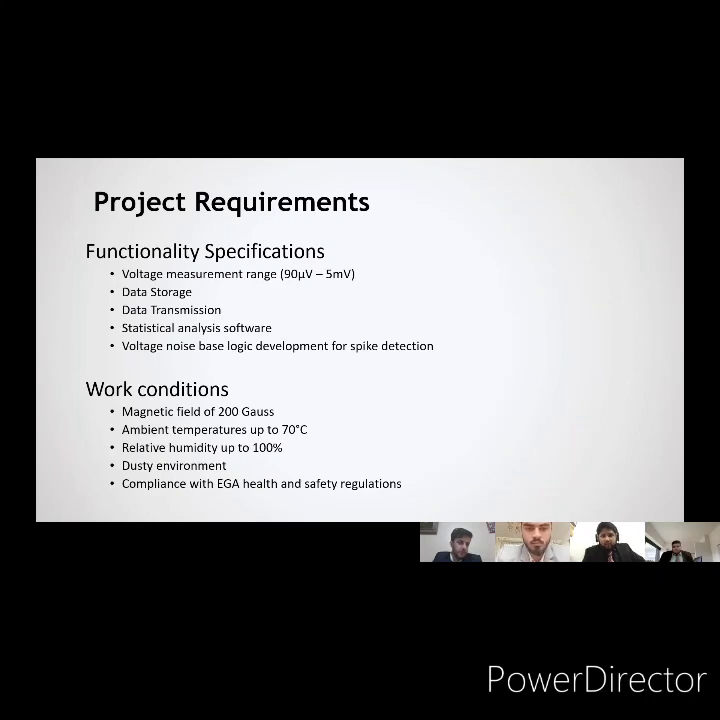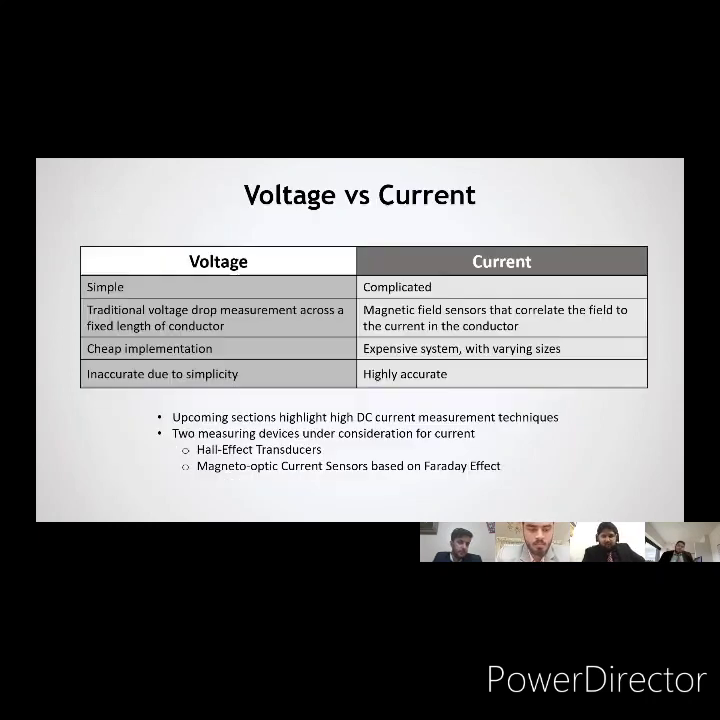So how can we go about doing this? We have two methods. The easy way would be the voltage drop measurement, in which we will just measure a fixed length of the conductor. The current being in kiloamperes would require a magnetic field sensor. These systems are quite expensive, but they are very accurate in comparison to the voltage method. So as per the proposal of the EGA, we considered two current methods, the Hall effect transducers and the magneto-optic current sensors.